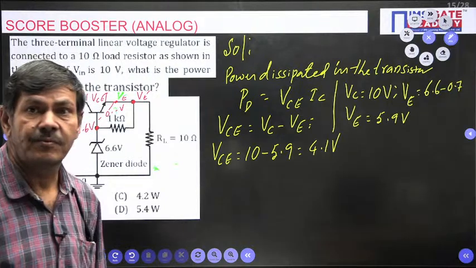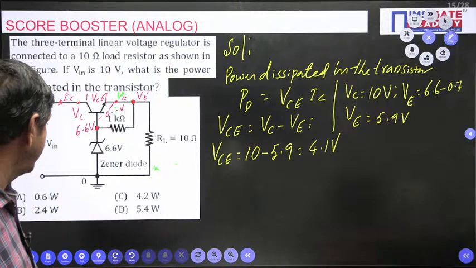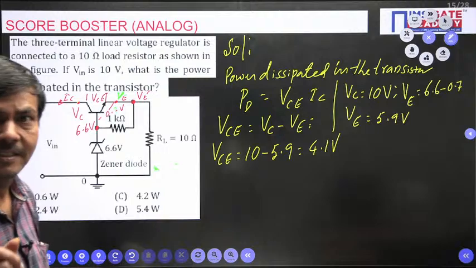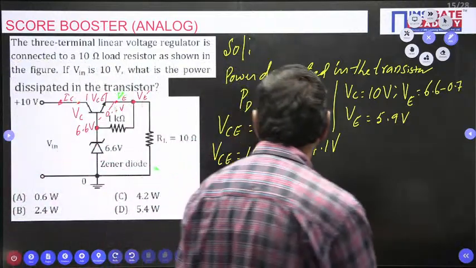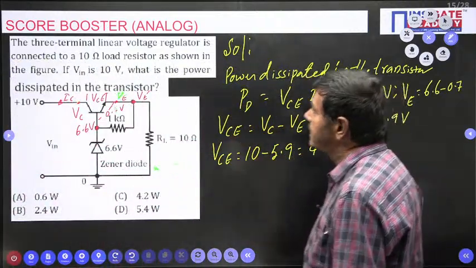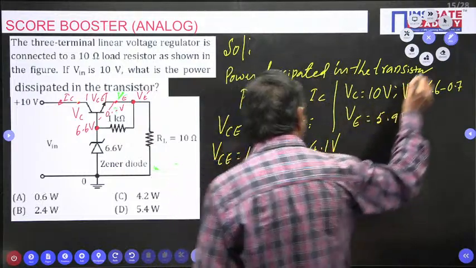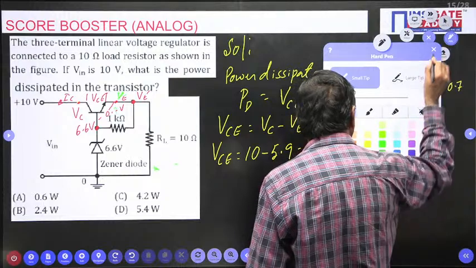Option C, option D is 5.4 volts. I'll check now. I think there is a mistake. Okay, I will do it, please watch. We got the VCE value, but I want IC also. This current is nothing but IC. Please watch, you can understand clearly.